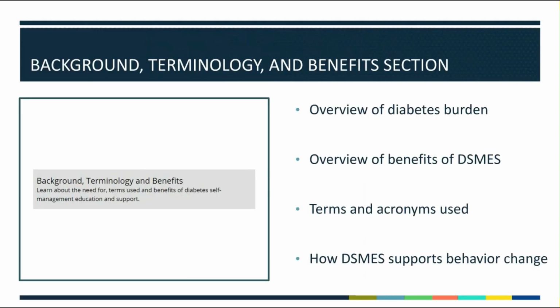So in the background terminology and benefits section of the toolkit, you will find information about the overview of the diabetes burden, the benefits of DSMES, key terms and acronyms used, which is especially important when you're trying to engage other people in DSMES programs to help them understand the different terminology that they'll find and how DSMES supports behavior change. So all of the background and benefits to this important service will help you to communicate with other people about the importance of DSMES.